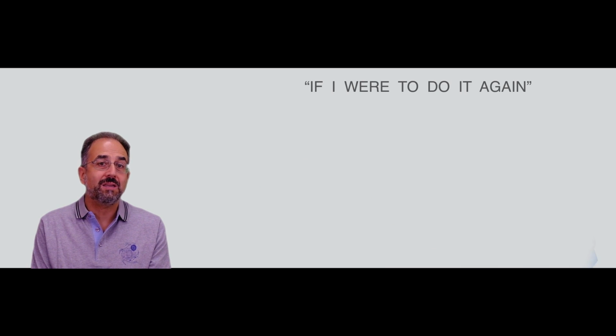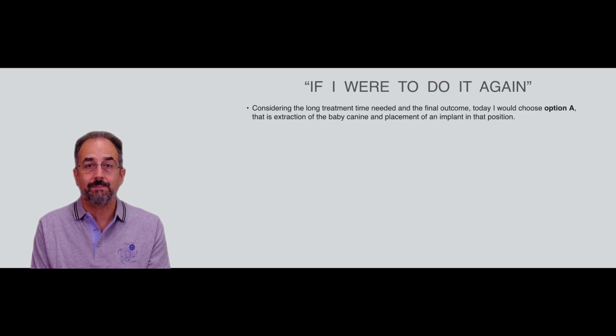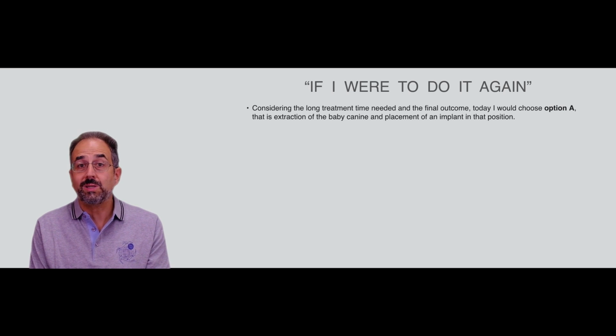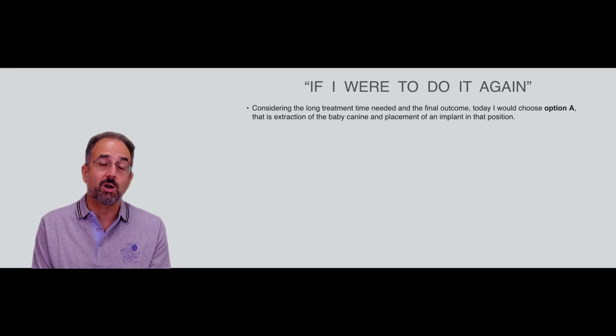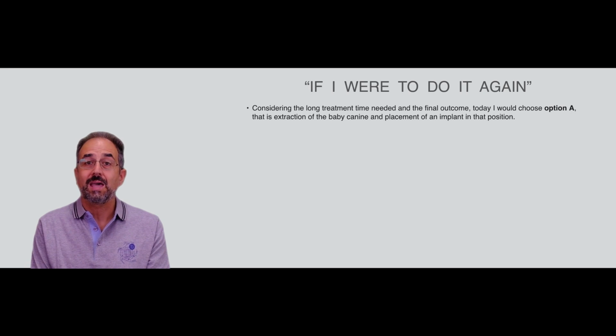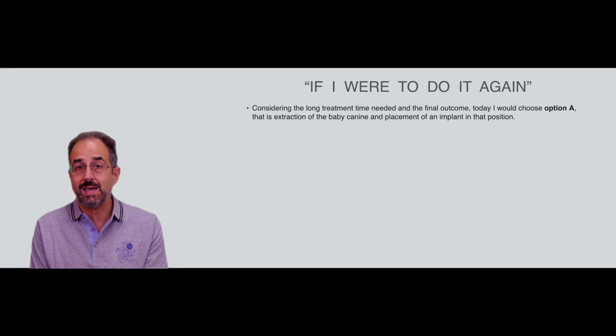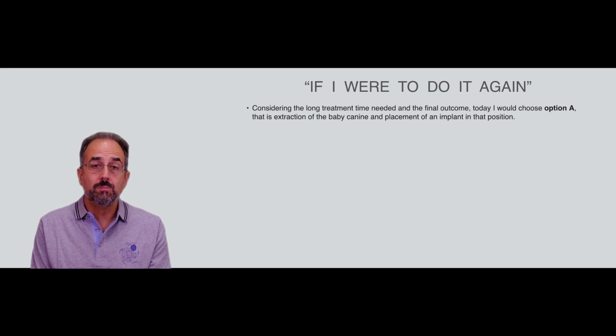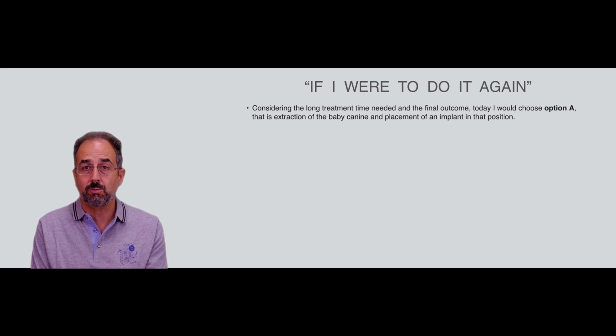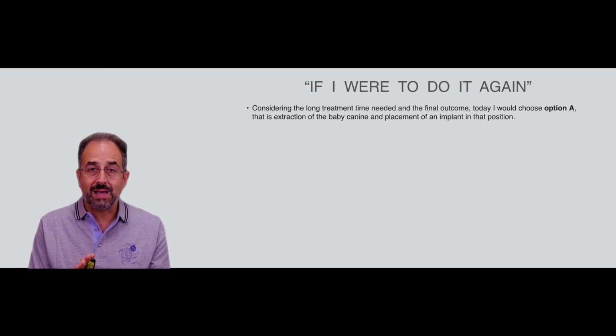But what if I were to do it again? Well, if I were to do it again, I would not choose option C again. I would choose option A. I would not move the canine on the left side back to its original position. I would keep it there, and I would try to do as good a job as I can to match the left number 11 with the right number 6.